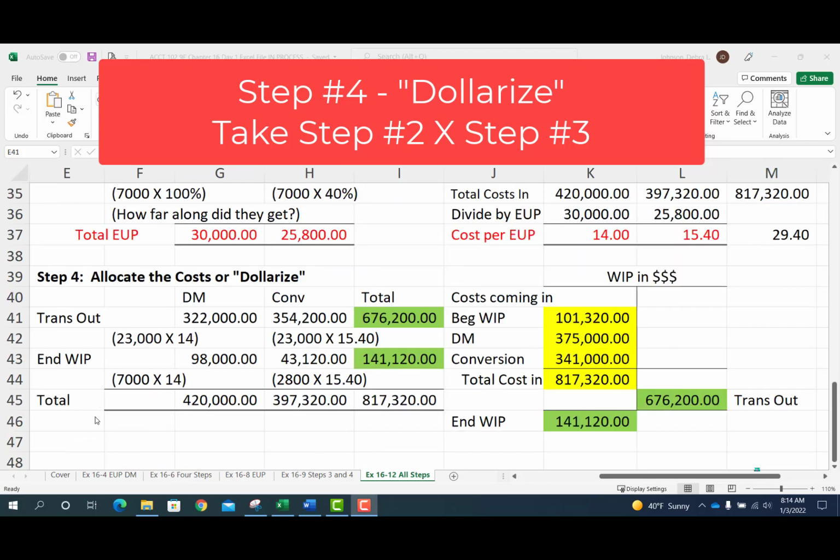Okay, take a look at the final step 4, where we took our 2 layers derived in step number 2 and multiplied them by the cost per equivalent unit derived in step 3. Take a look at the calculations. Our goal was to determine where the cost went. We know that there were 2 layers left to cost, those units that were completed in this department and transferred out, and those units which were still left hanging around in ending WIP.